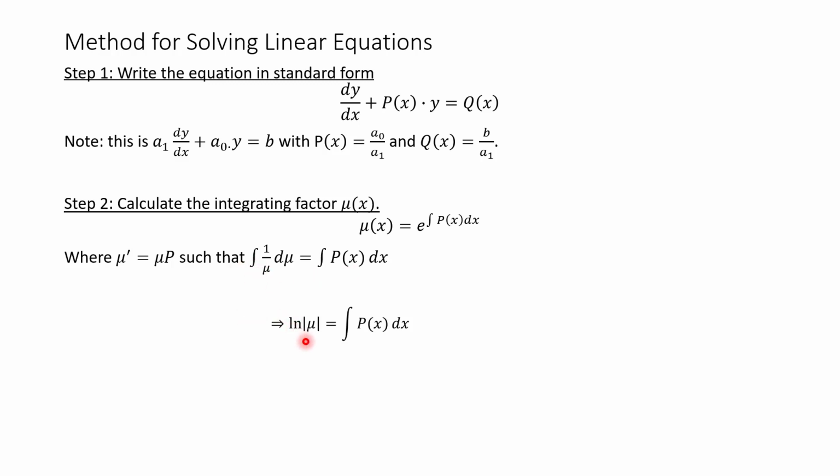You'd get natural log of mu equals integral of p. And then if you raise both sides of this equation, you say e to the power of both sides of the equation. Then what we have, remember, e raised to the ln power undoes itself, and you're left with the argument of the natural log. So you're left with mu over here. And so that's where this comes from. So that's why we have mu equal to e to the integral of p dx for the exponent.